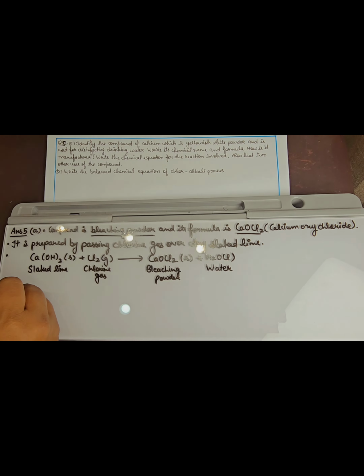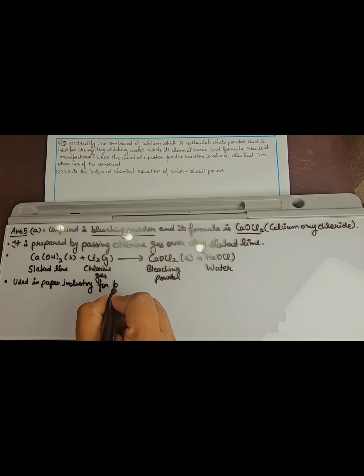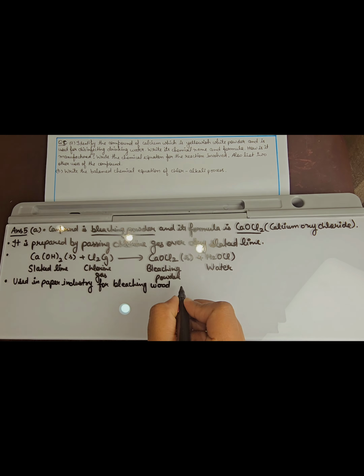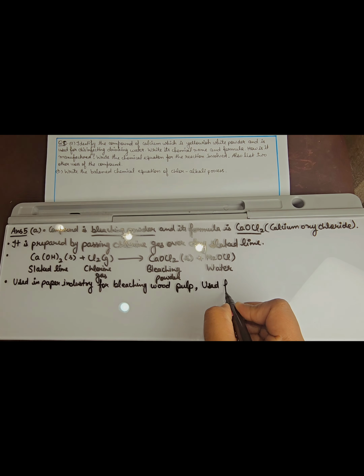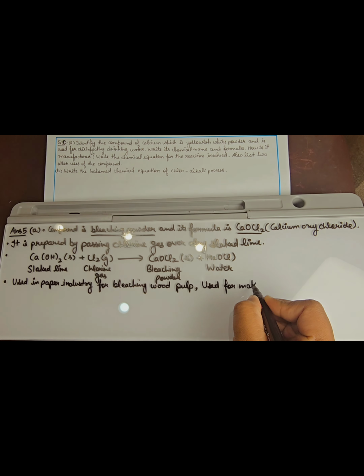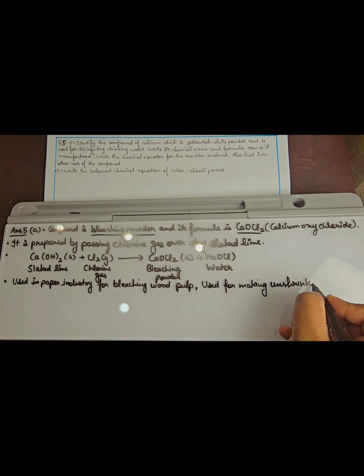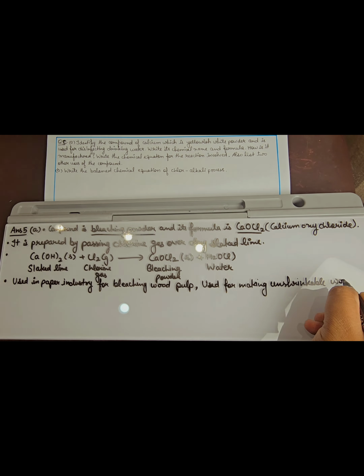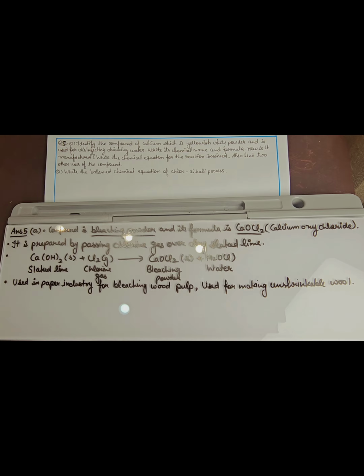So I am writing first one, used in paper industry for bleaching wood pulp. And second, I'm writing used for making unshrinkable wool. So this completes the next part of it.